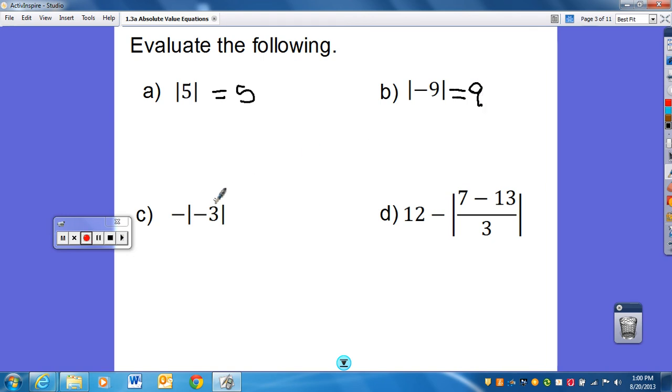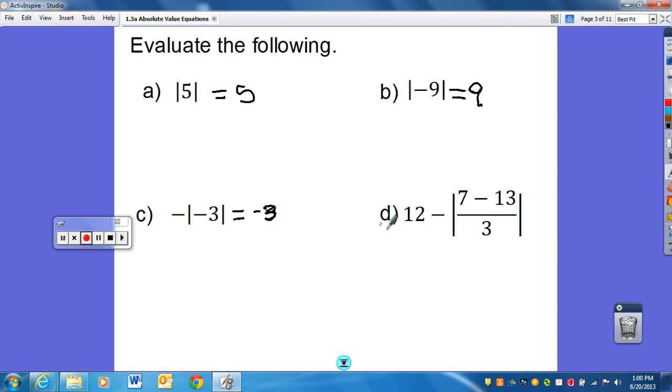In this situation, where we're getting into a little bit more of a complex problem, remember that we're going to do the absolute value first. So the absolute value of -3 is 3, and then we take care of anything that's on the outside of the absolute value. So that would then become a -3.